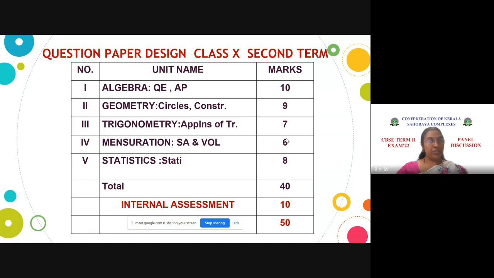Trigonometry, applications of trigonometry only, 7 marks from the chapter. Mensuration, surface areas and volumes, 6 marks. And at last, from statistics, 8 marks. Total, term 2 marks, 40, and internal assessment, 10 marks, similar to term 1, and total 50 marks.